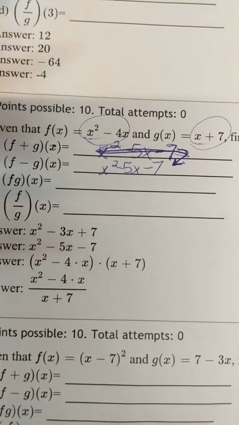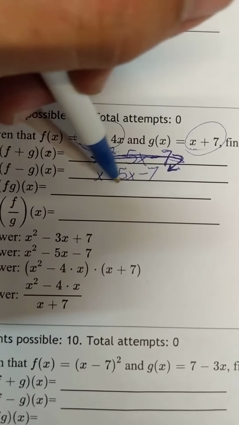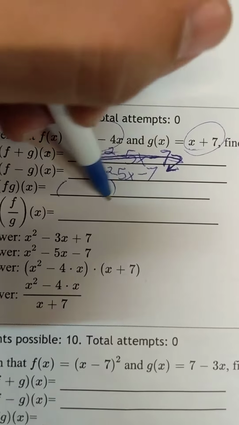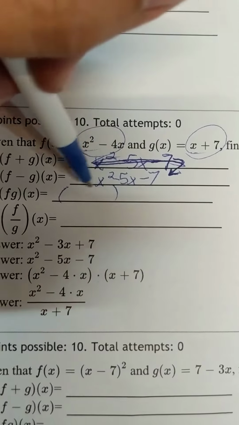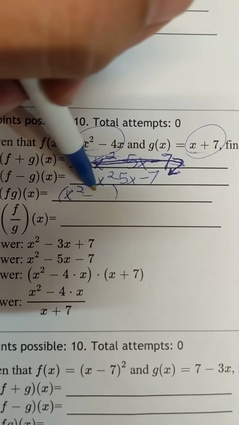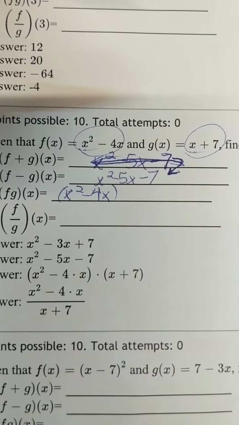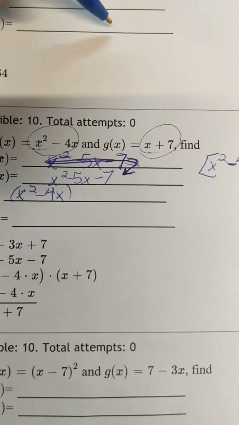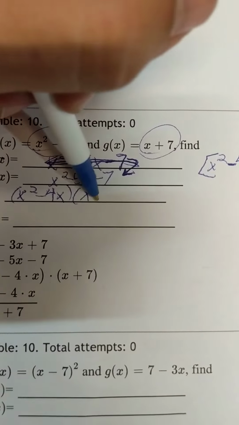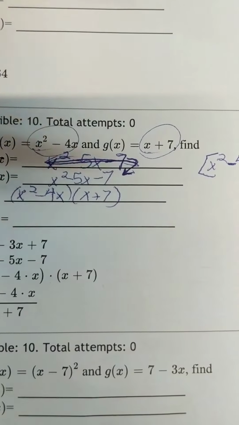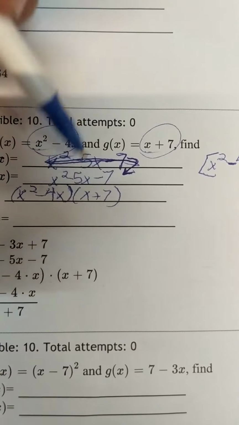F times g is going to be the same guys. We're just timesing them. And so dig this. I was looking at the answers. You can kind of see them listed below there. Their take on it is this. We got x squared minus 4x. That's the f part, right? Timesing with the g part, which is x plus 7. And we're to times them.